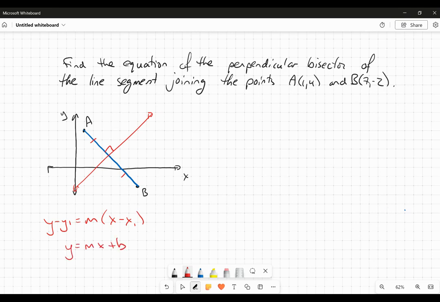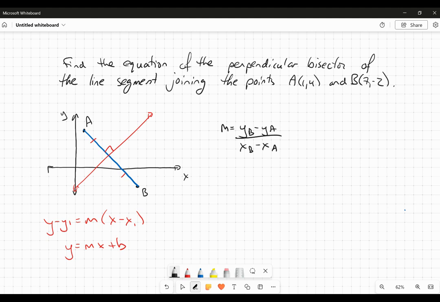Now, because it's perpendicular to the line segment AB, probably one of the first things we want to do is figure out the slope of AB. So we're going to come up with our slope formula, and that'll be the y_B minus y_A over x_B minus x_A. Just make sure that you're grabbing the right coordinates.